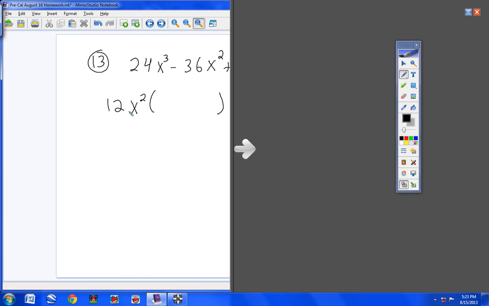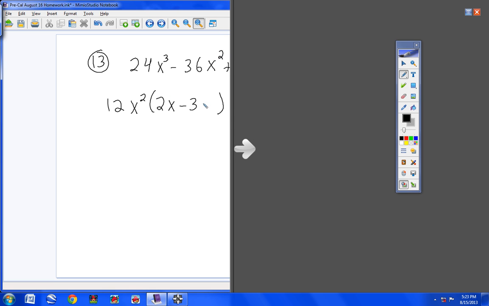Let's see what happens. 12x squared times something gives me 24x cubed. Well, I know I've got to put a 2 here because 12 times 2 is 24. And then x squared times x would give me x cubed. So there we go. 12x squared times 2x is 24x cubed. Now, 12 times something, I'm going to put a negative 3 here because 12 times negative 3 is negative 36. And I have x squared here. I have x squared here, so we're good.